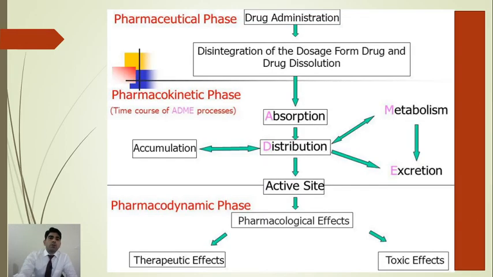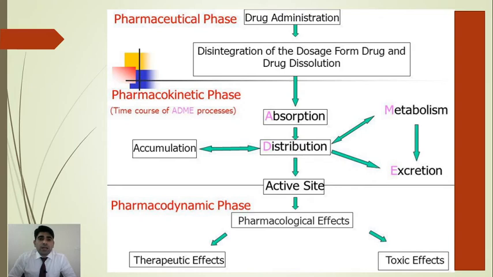So now we are coming to the overall journey of the drug, or the movement of the drug from administration to excretion and the therapeutic effect. Basically, this journey of the drug is divided into three phases. One is the pharmaceutical phase, second is the pharmacokinetic phase, as we have discussed, and the last one is the pharmacodynamic phase. So let's start from the pharmaceutical phase.